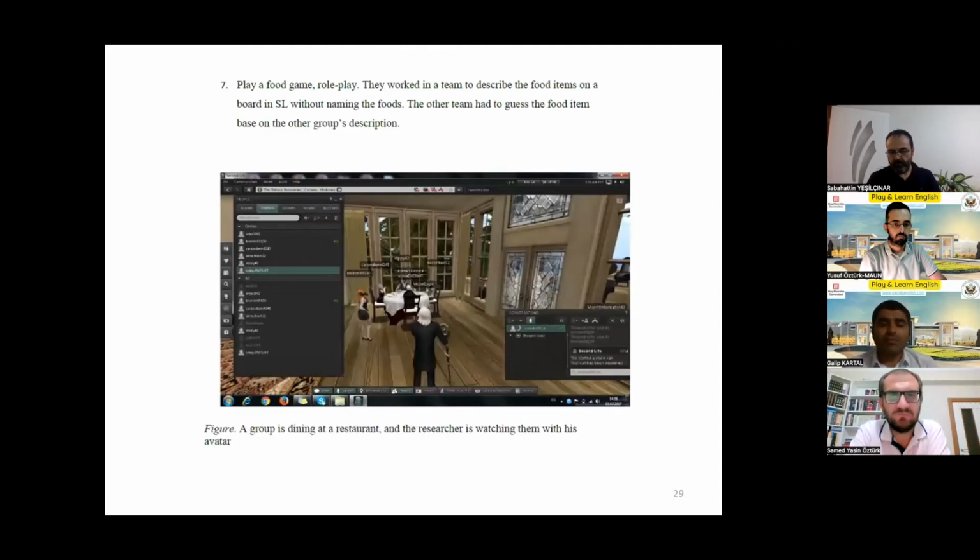Okay, for example, from the foods task, in this picture, you can see that a group is dining at a restaurant. They played a food game with a role play activity, and the students worked in a team to describe the food items on a board in Second Life without naming the foods. The other team had to guess the food item based on the other group's description.